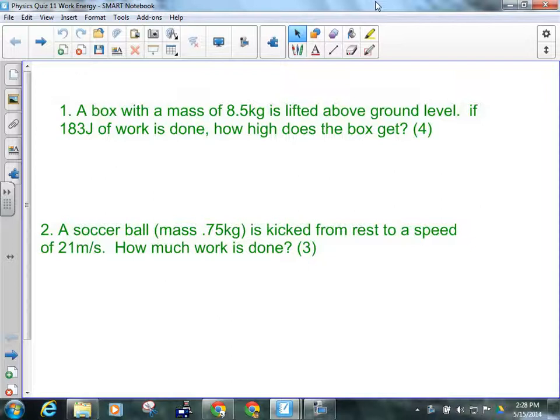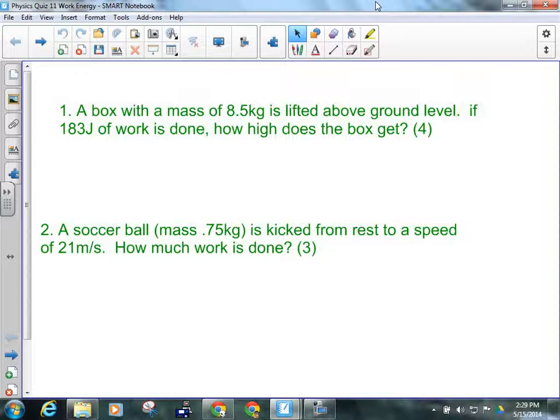That's still going to be either W or F d, which is still W. But what is going to change is, are you setting that equal to m times g times h, or are you setting it equal to 1/2 m v squared? All right, and that's what you have to decide. Is speed changing? Then kinetic energy is changing. If height is changing, then potential energy is changing. That's the big decision for each one.